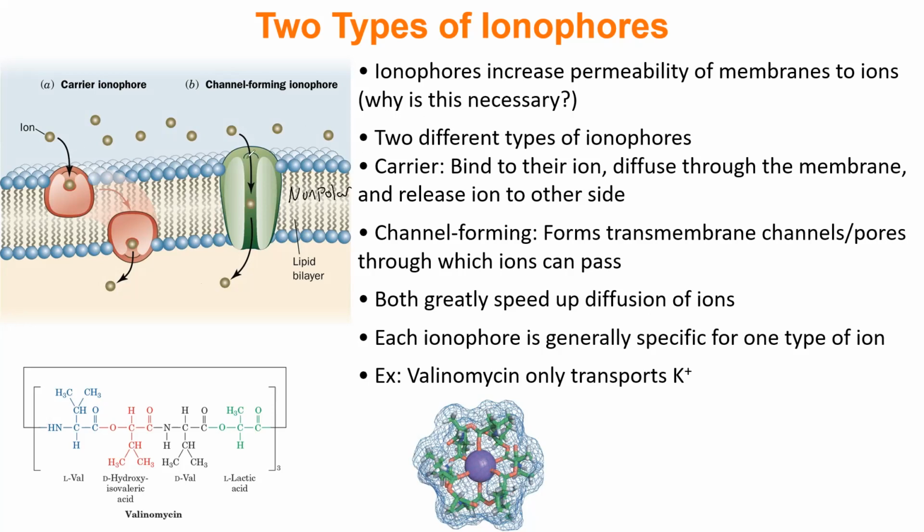These carriers and channels are usually only specific for one type of ion. They only cater to one type of ion. Like valinomycin here: valinomycin transfers potassium and only potassium. It doesn't do magnesium. It doesn't do sodium. It only does potassium. So what we're going to do is look at some of these channels in the time remaining today.